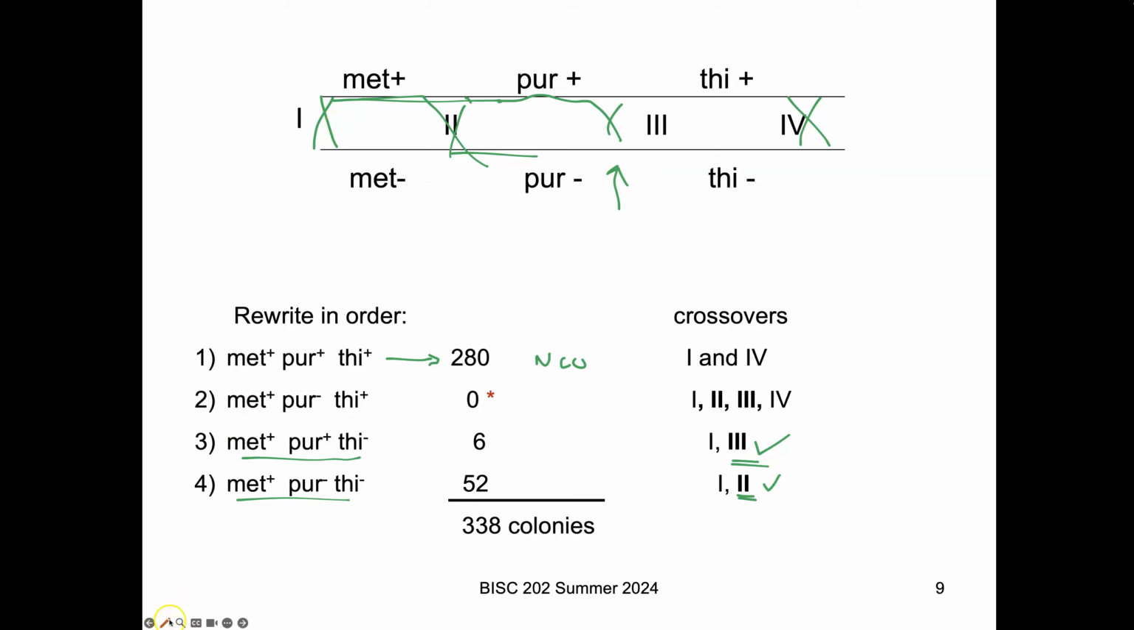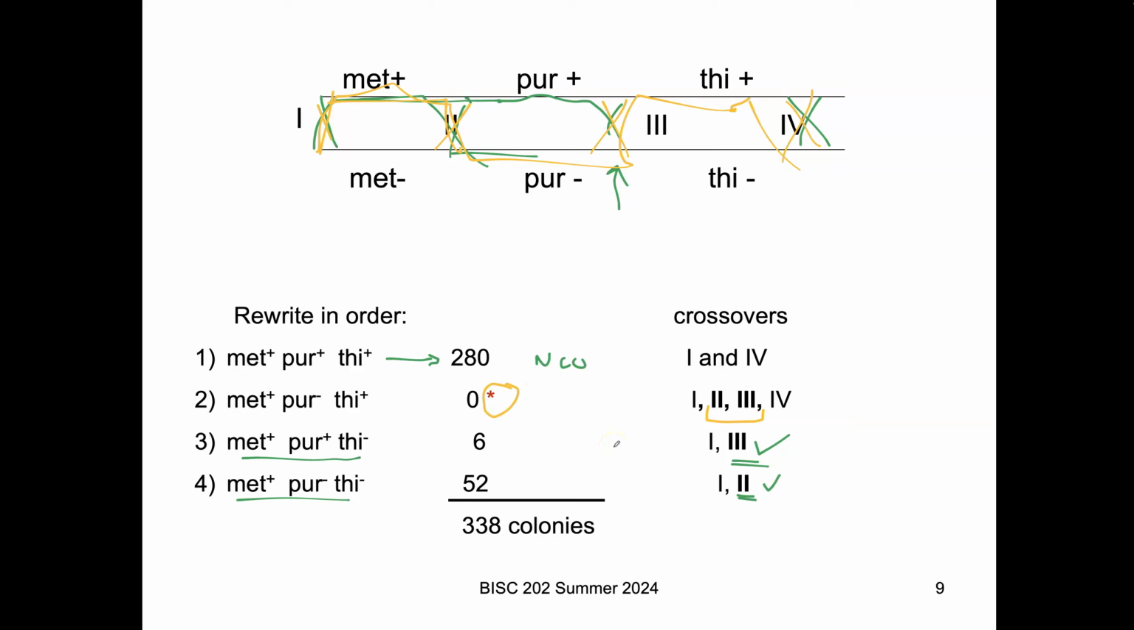And then for our double crossover category, a crossover here, and then here and here, to give us methionine plus, purine minus, thymine plus, right? And so that would be crossovers in all the regions. The ones in bold are the ones that actually matter for calculations. Now notice this is a 0.